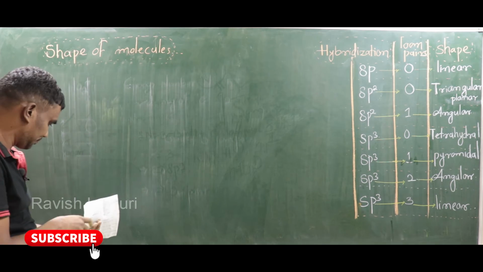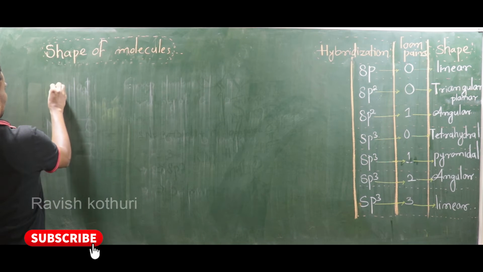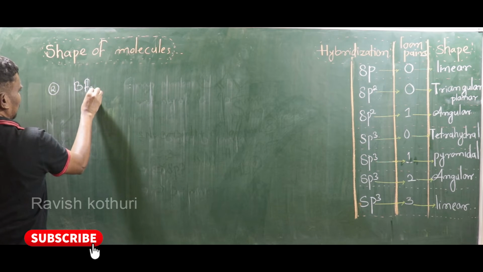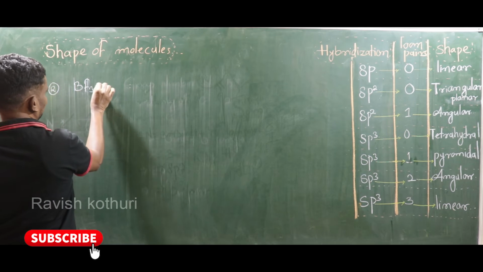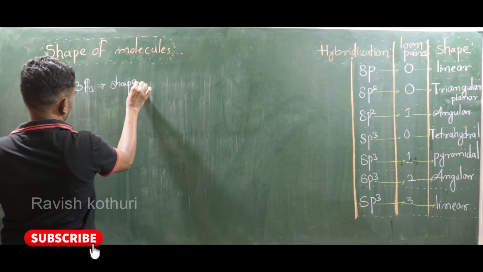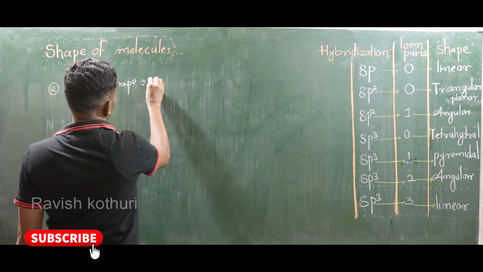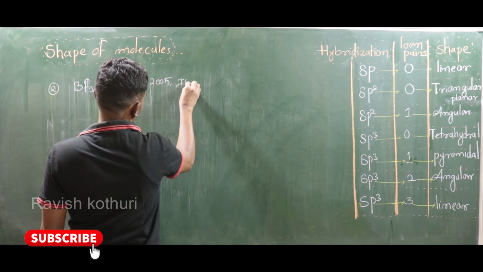Next example, that is BF3. Second example, BF3, shape of BF3. What asked? Shape asked. Which year? 2005 JEE mains.